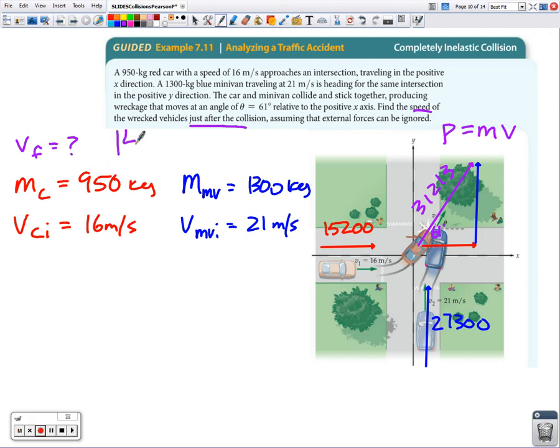And what? 1,000 kilograms. Boo. Don't be scared. And I believe if everything comes out right, when you round to 2 sig digs, you should get 14 meters per second. Does that work? 14? Look at that.